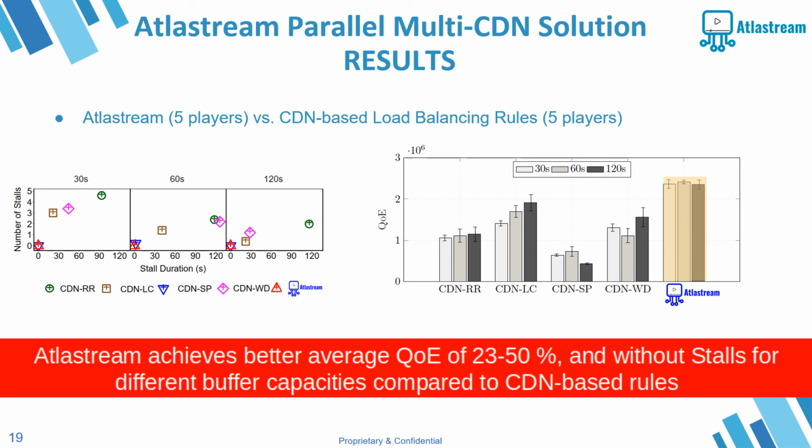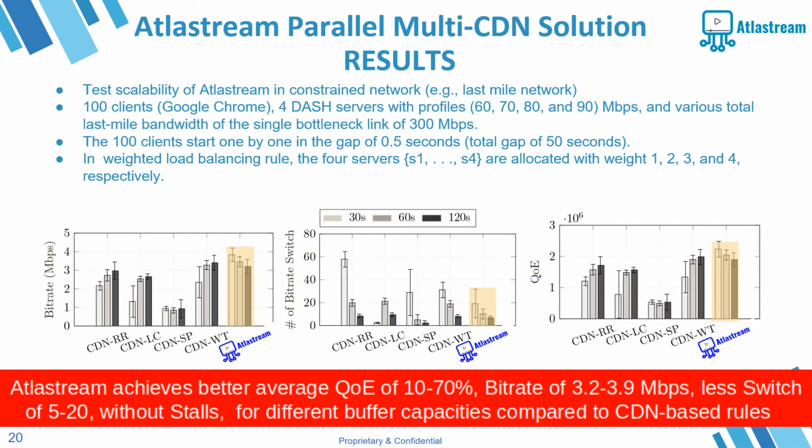This affects the average results over all clients. The Atlas Stream solution, in contrast to the CDN-based load balancing rules, leverages all existing CDN servers and downloads segments from all of them in parallel. It successfully detects a bottleneck server via a smart bottleneck detection strategy, and thus avoids it.